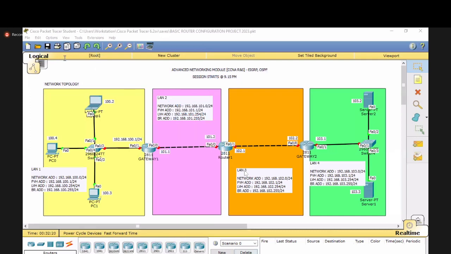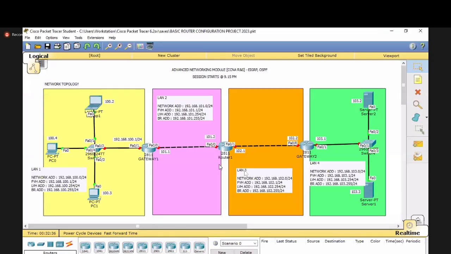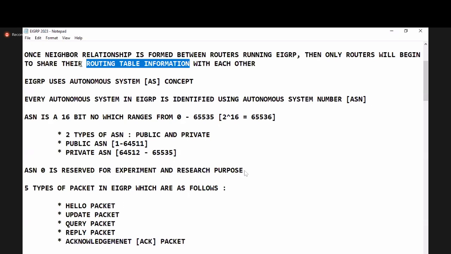Once the neighbor relationship is built, routing table information is shared using the update packet. This update packet is used to share routing table information. It means gateway 1 will share its routing table information with the update packet to router 1, and router 1 will share its routing table information with the update packet to gateway 1. So the update packet is always used for sharing routing table information.